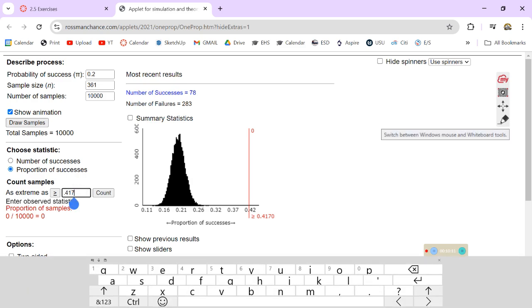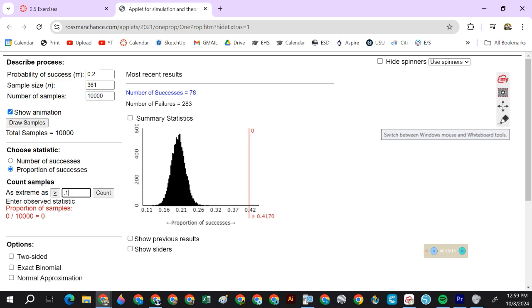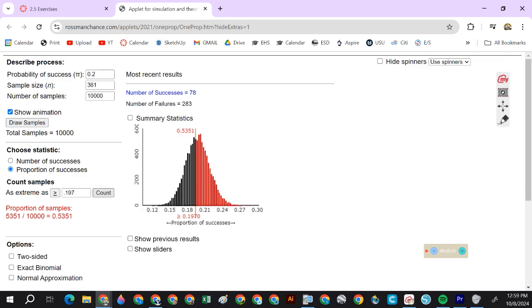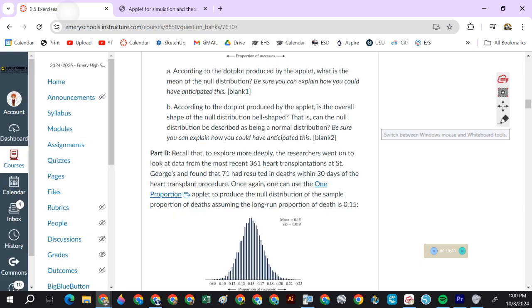And then my sample is 19.7%. And I want to shade to the right. What do you think? 0.2. Oh, yeah. Let me make sure it asks the same question. 361. Okay.